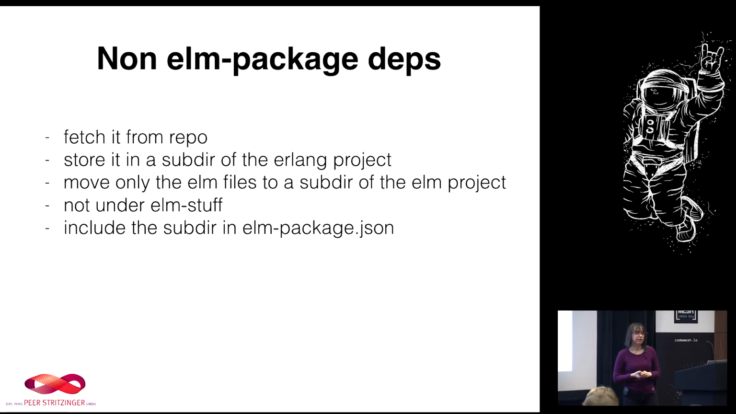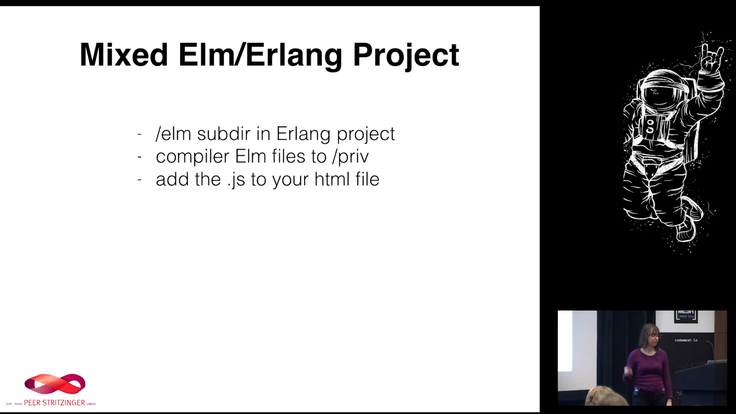About having dependencies which are not on elm-package, it's not hard, but it can be a bit tricky, so this is how we did it. We have our own repository, and we store it in a subdirectory of the Erlang project. We only move the Elm files to a subdirectory of the Elm project, which shouldn't be under the elm-stuff directory, because that's where elm-package puts its own stuff, and you don't want to mess with that. Then we include the subdirectory in the elm-package.json, so the Elm compiler knows where to look for the files, and that works.